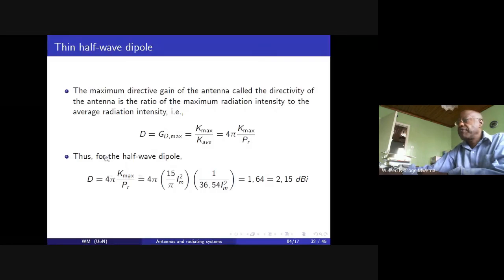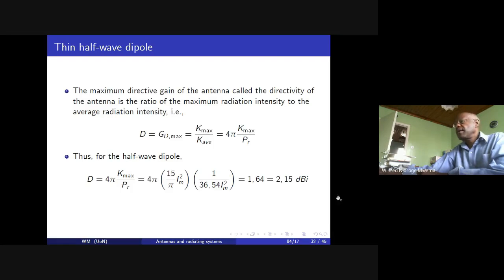Thus, for the half-wave dipole, we have the directivity as 4 pi multiplied by K max over PR, which is 4 pi times 15 pi Im squared over 1 over 36.54 Im squared, and we get a value of 1.64, which is usually given in terms of dB, and we give it as 2.15 dBi.